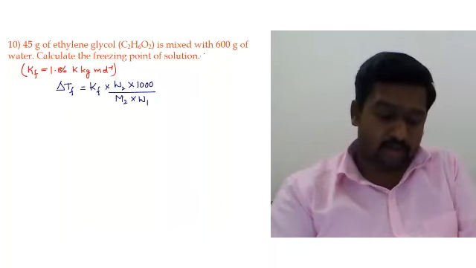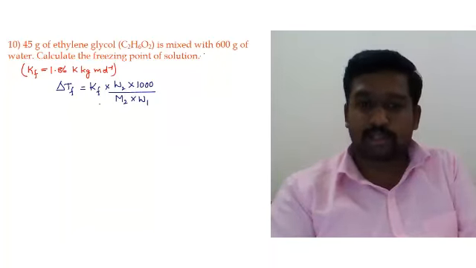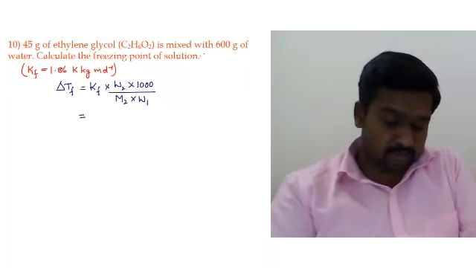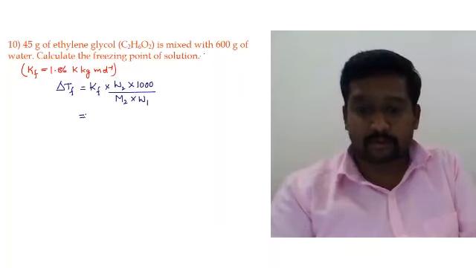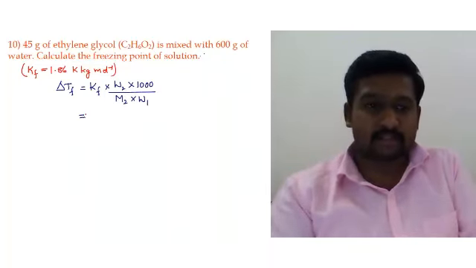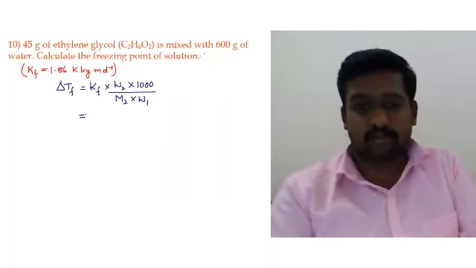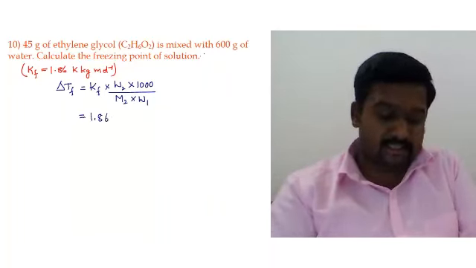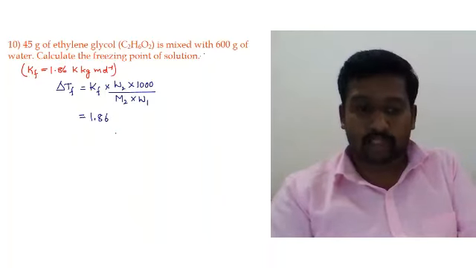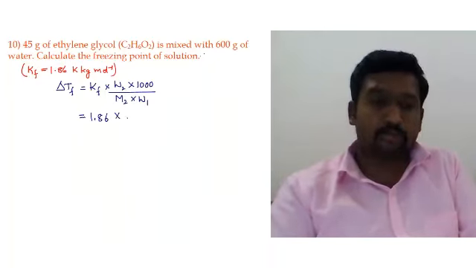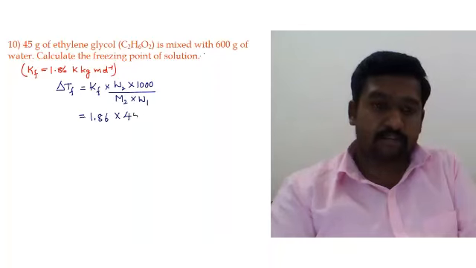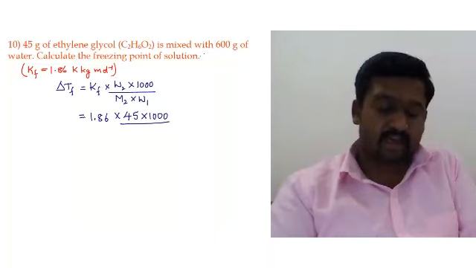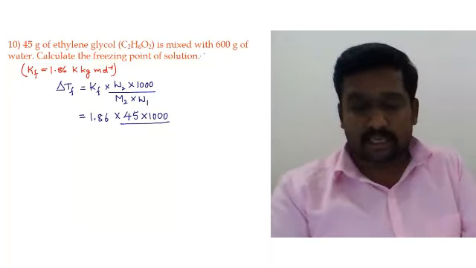Okay, we want the freezing point of solution, so I would not cross multiply molar mass anyway. This is different from the previous problem. We are not calculating molar mass. Already molar mass is given. So let us substitute everything. Kf is 1.86, this is with respect to water, into mass of ethylene glycol, 45, into 1000 divided by molar mass of ethylene glycol.